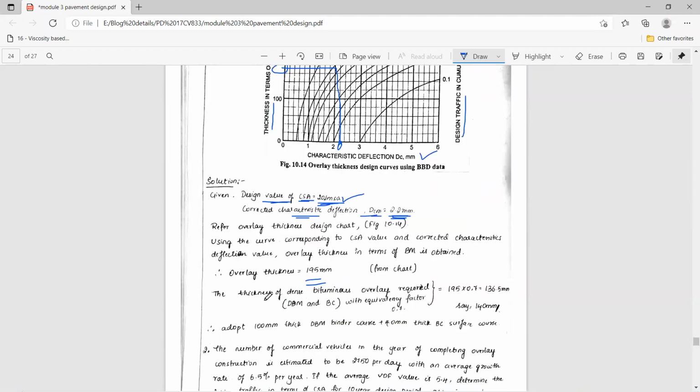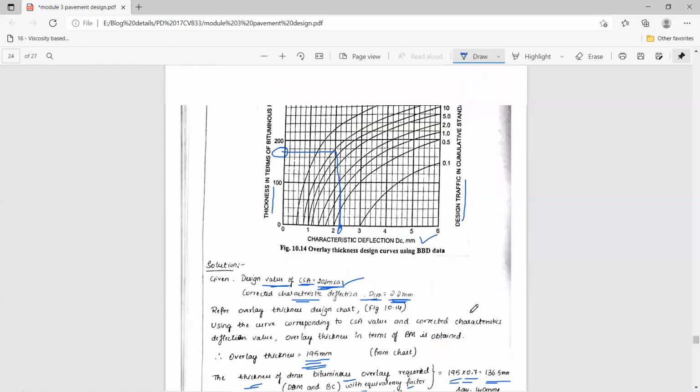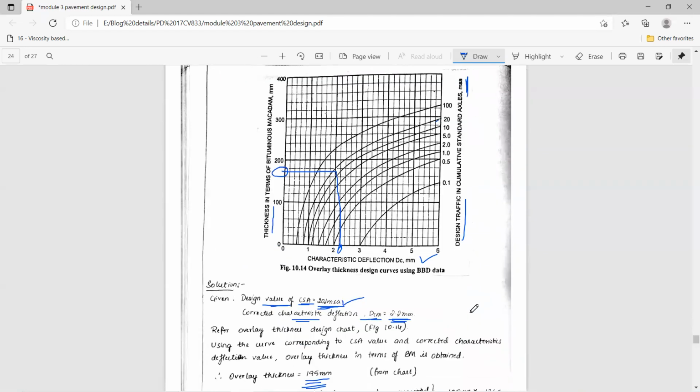Now the thickness of dense bituminous overlay required, with an equivalency factor of 0.7. Therefore, the total thickness is 195 multiplied by 0.7, which is equal to 136.5 mm. You can approximate it to 140 mm. Out of 140 mm, you can consider 100 mm for the DBM layer and 40 mm for the bituminous concrete surface. Okay, guys, this is how you need to solve the problem.